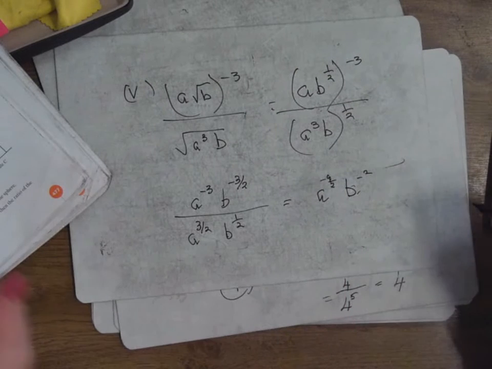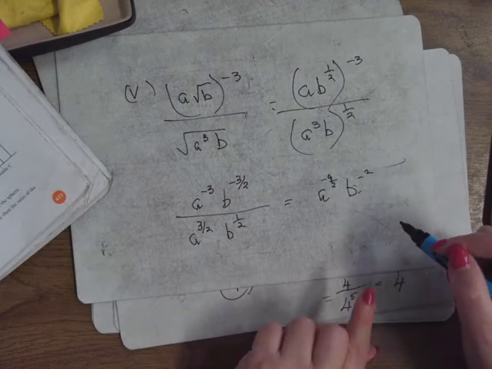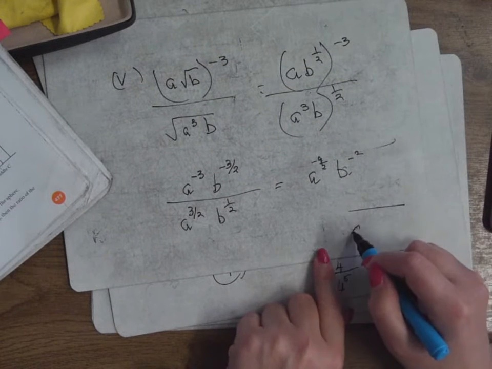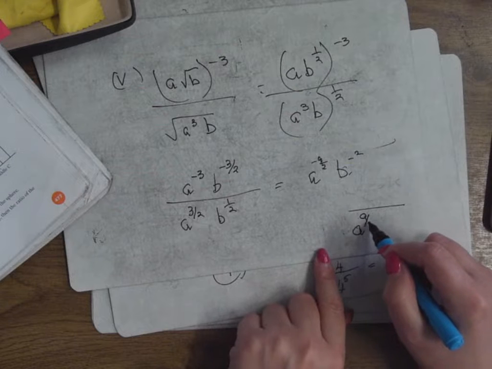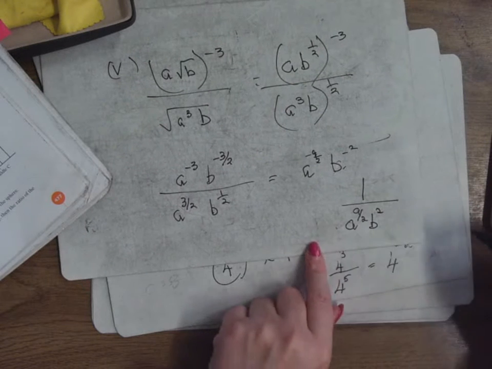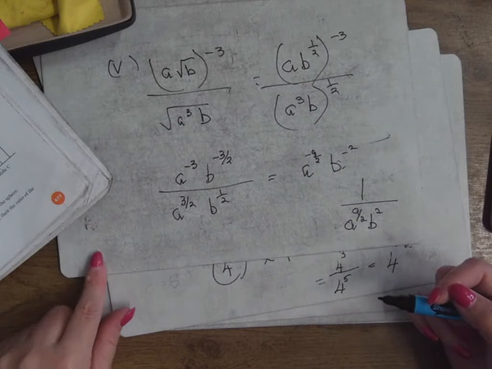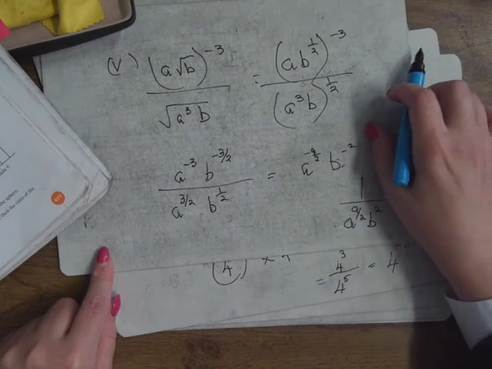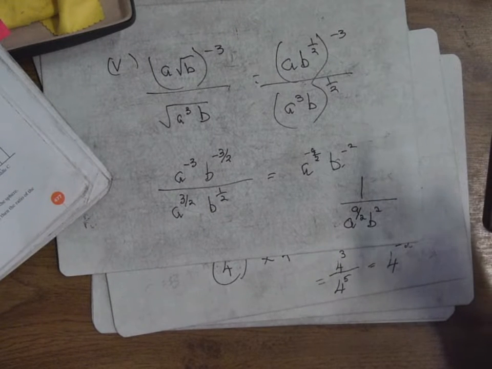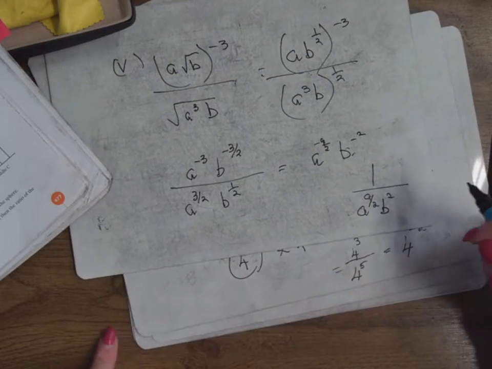Are we good with that? And they said, write them with positive indices up at the top of the question. Okay, so I need to bring each of those downstairs. So it's A to the power of 9 over 2 downstairs and B to the power of plus 2. And I can't have nothing upstairs, so I put a 1. Is that all right? Any questions? No, we're okay. Everyone saw where everything came from? Okay, that's 7 part 5.